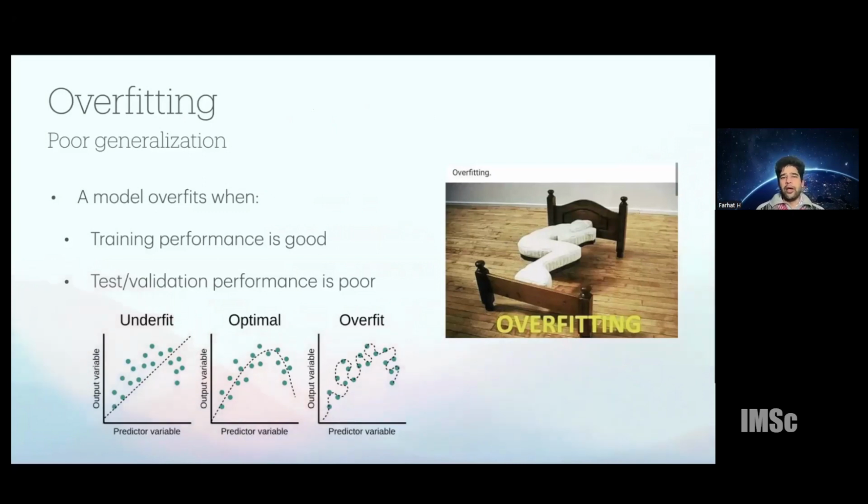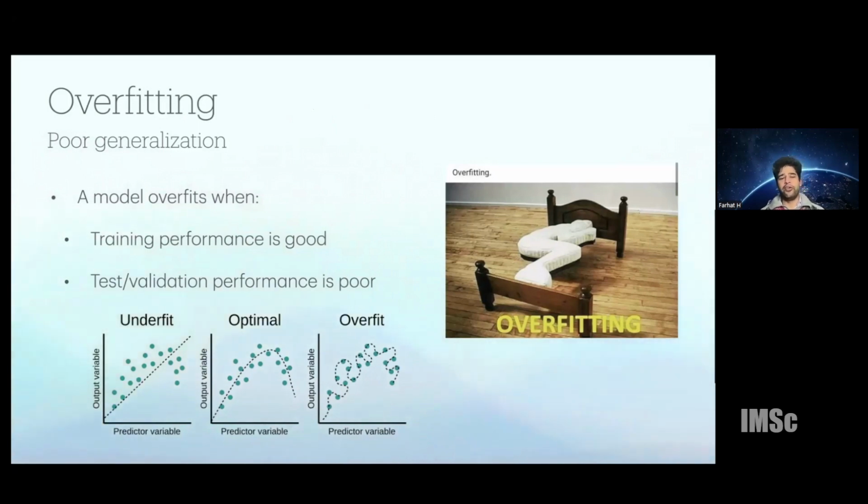Okay. Another thing that one should be careful about when building models is overfitting. Overfitting is a case where your model has poor generalization. Essentially, the simple thing is that your model is overfitting when your training performance is very good, but your test or validation performance is poor.